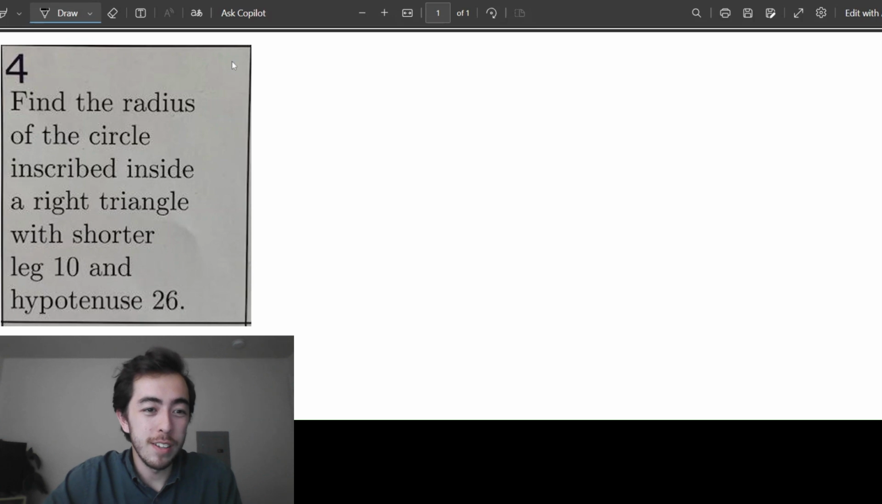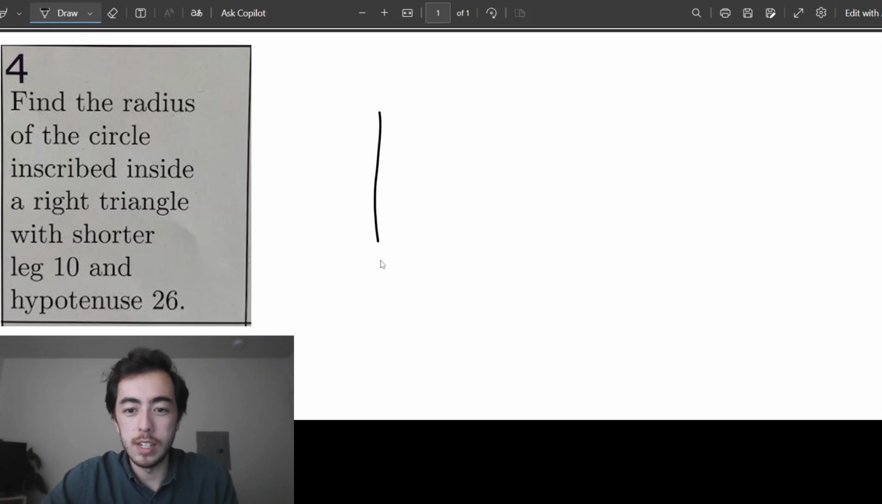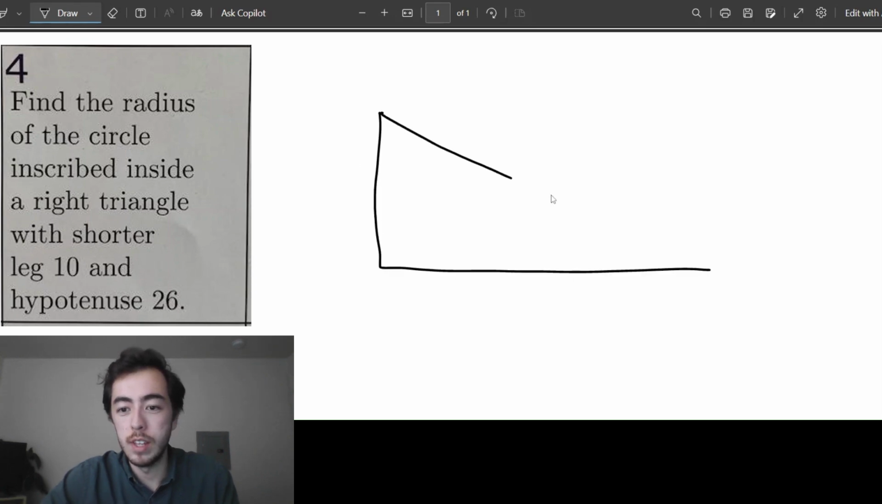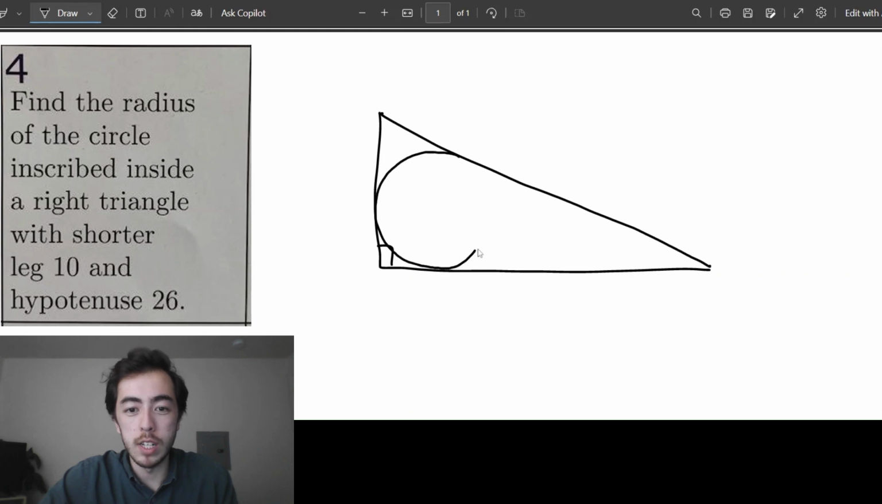So find the radius of the circle inscribed inside a right triangle. Let me draw a little picture. Here is our right triangle, then I will inscribe a circle in it. That just means draw a circle inside the triangle where it perfectly touches the sides of the triangle, just like that. And the shorter leg is 10 and the hypotenuse is 26.